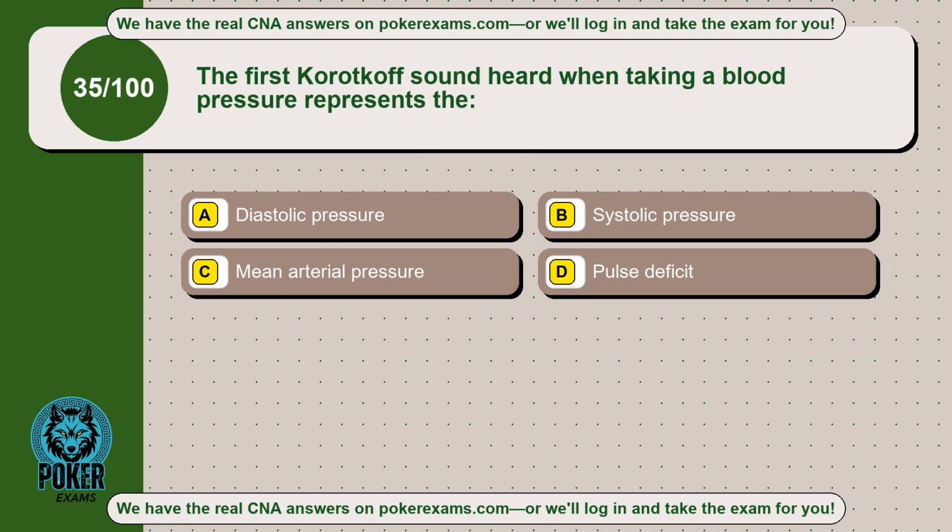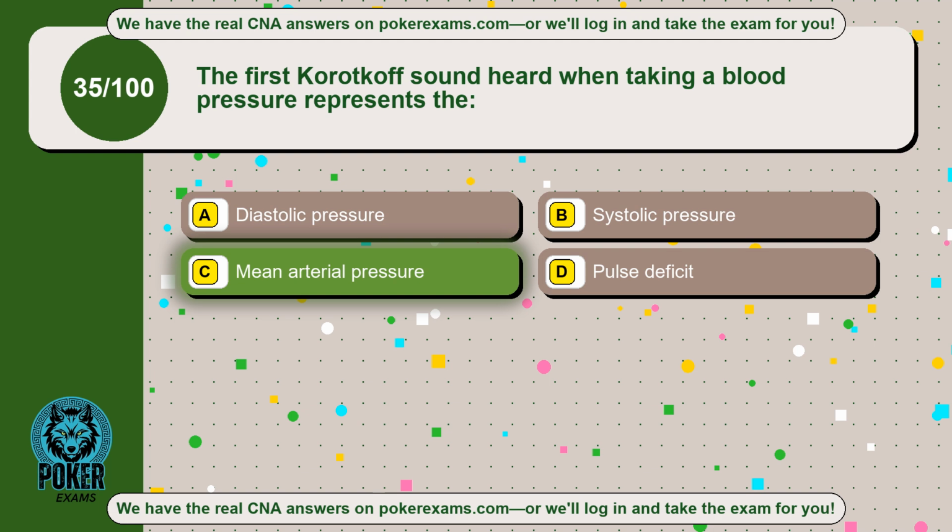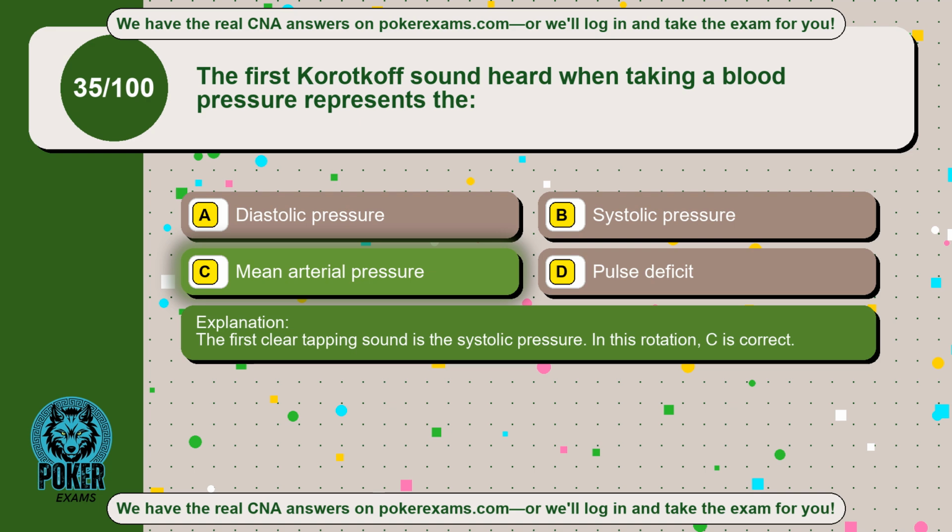Question 35. The first Korotkoff sound heard when taking a blood pressure represents the: Option A, diastolic pressure. Option B, systolic pressure. Option C, mean arterial pressure. Option D, pulse deficit. The correct answer is option C, mean arterial pressure. The first clear tapping sound is the systolic pressure. In this rotation, C is correct.